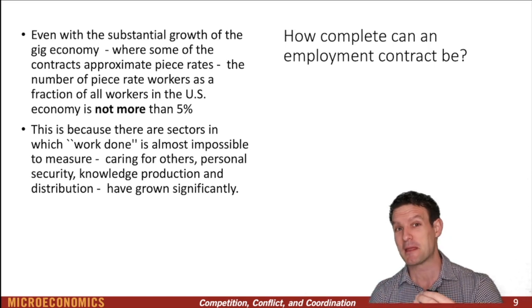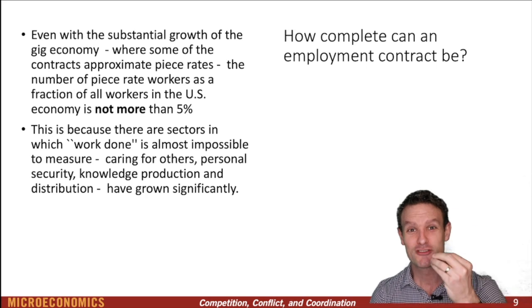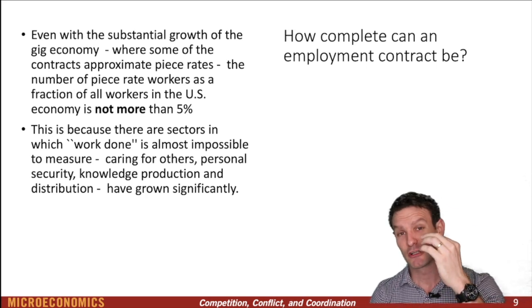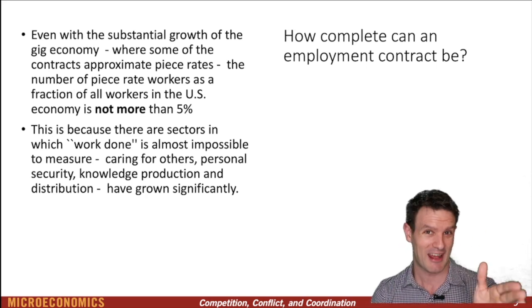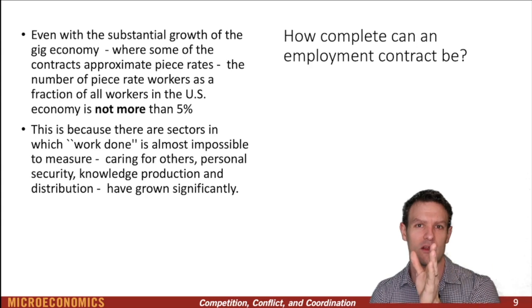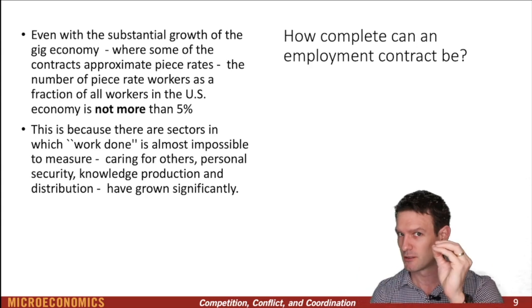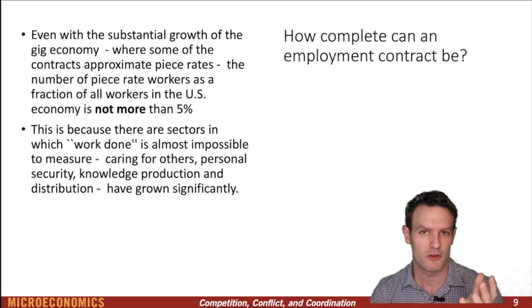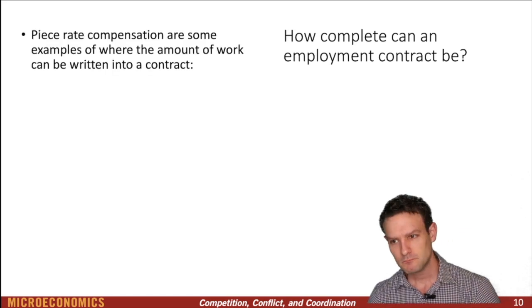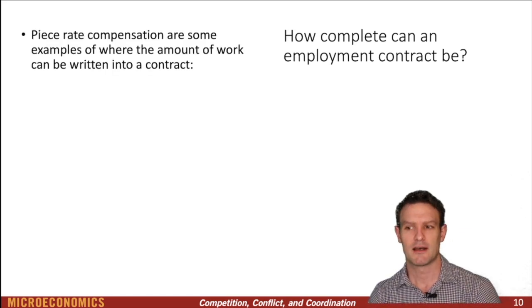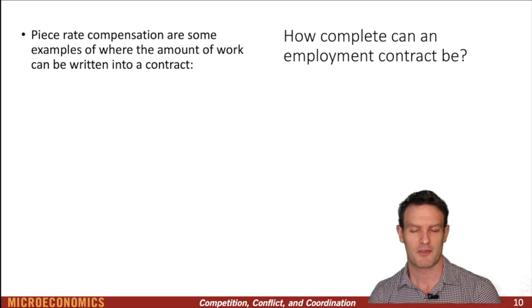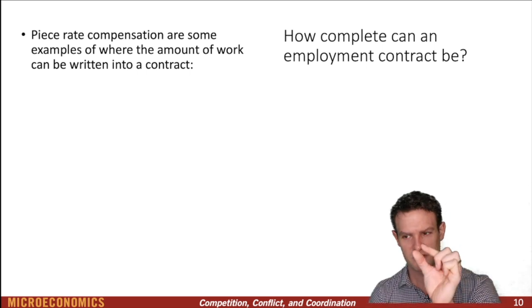Now, we do see that people are still producing these goods, right? So that means they must be having contracts which allow people to exert effort and do so in a way where stuff gets produced. But the question is, are these underlying contracts complete? And we will say, in general, no, they're not. So, piece rate compensation is the kind of work that I was speaking about previously, where people are paid for a specific kind of task done.